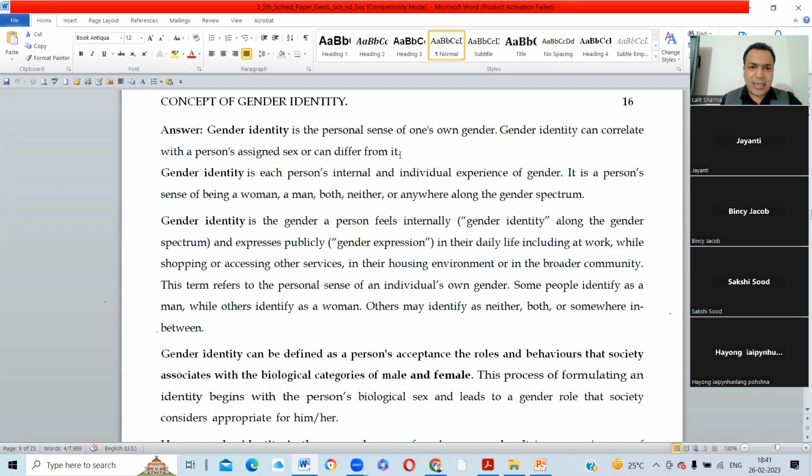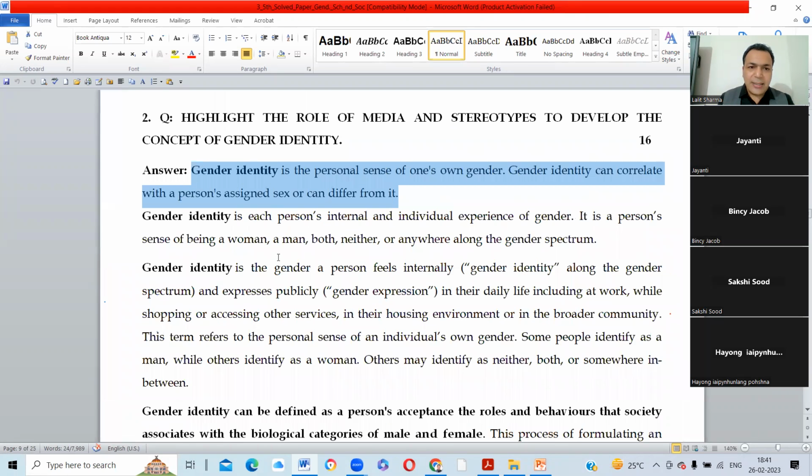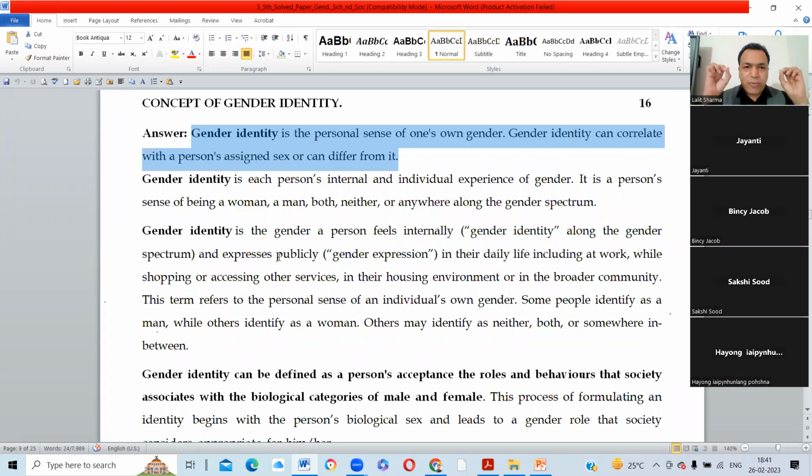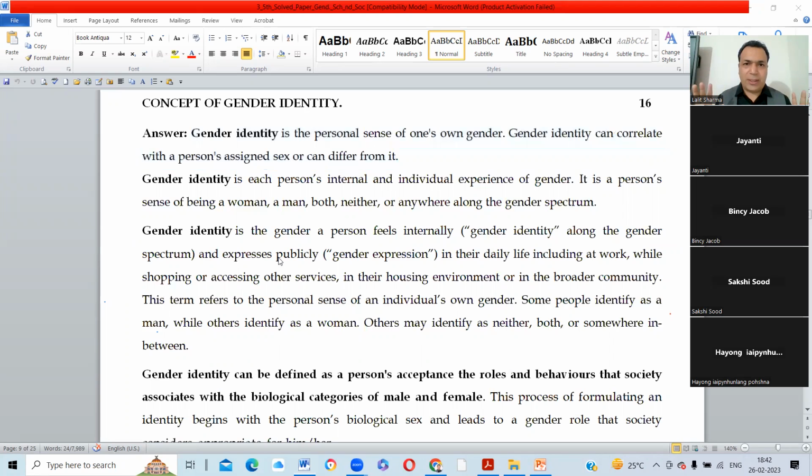So first, guys, understand what gender identity is. Gender identity is a personal sense of one's own gender, right? Gender identity can correlate with a person's assigned sex or can differ from it, okay. It means the person is born, whether he is a male or female, that has nothing to do with it. What he thinks in the mind, this is called gender identity.